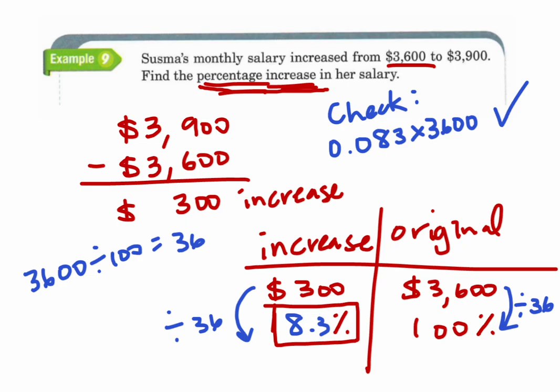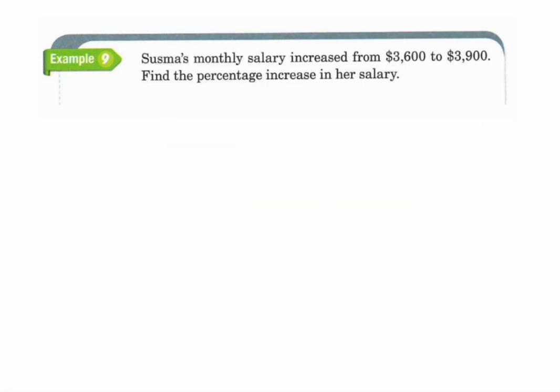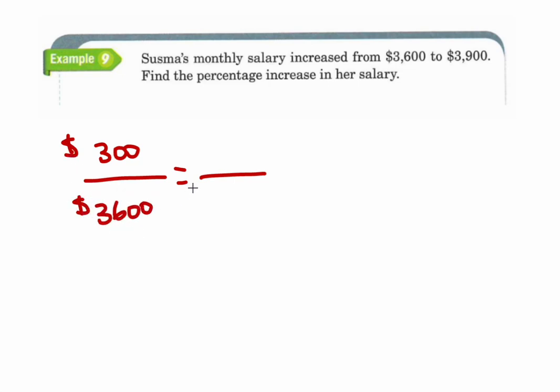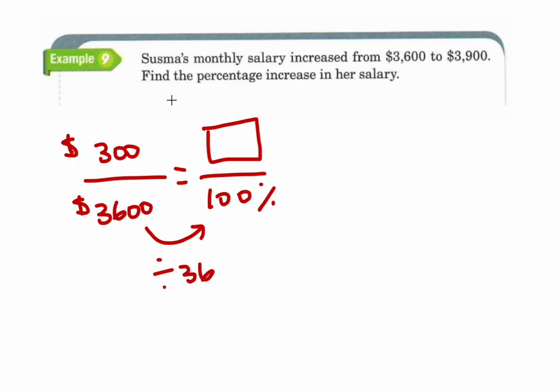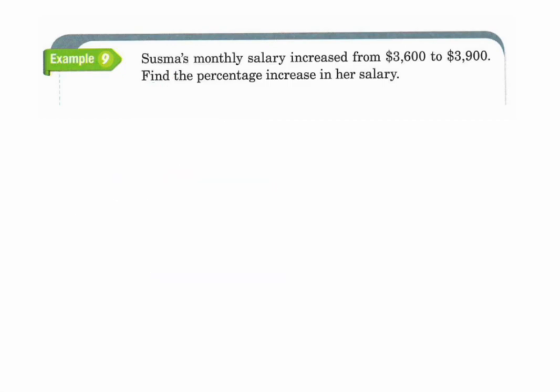All right, so that is the table method. You could also use the fraction method, but you're putting the $300 on top out of the original dollar amount, and you're looking for the percentage. Same thing, you're using the same patterns to kind of get there. It just depends on what you're used to, but you'll get the same amount.